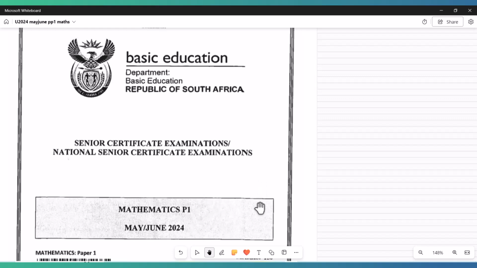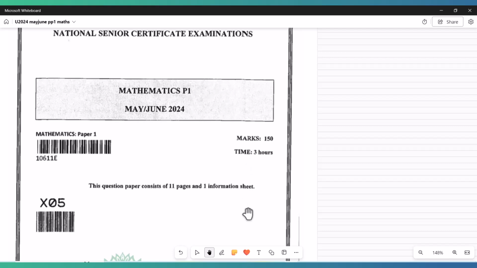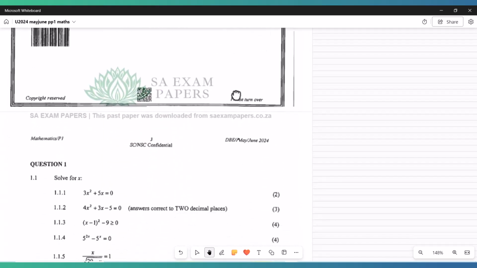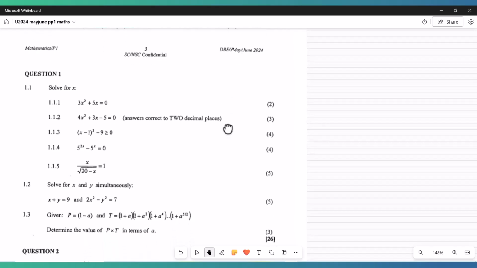So this is the 2024 May June Mathematics Paper 1 memorandum. Please try the paper first, then use this video to mark yourself, because you're going to understand what is supposed to be done in Paper 1 May June 2024, so that you can get better marks in Paper 1 November 2024. Okay, question 1.